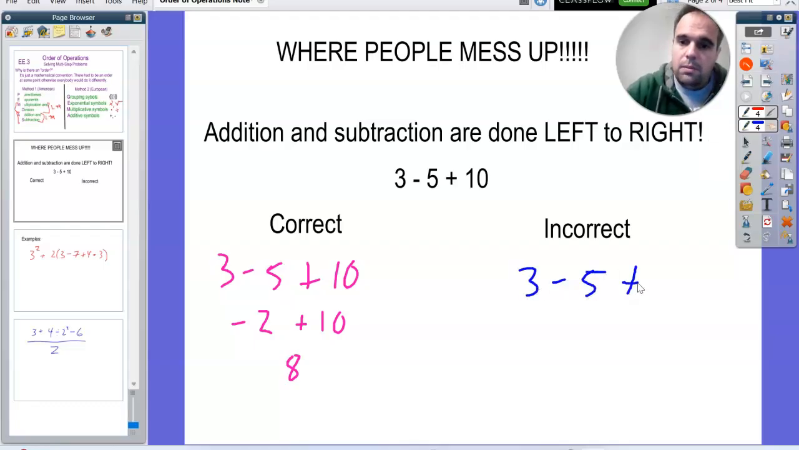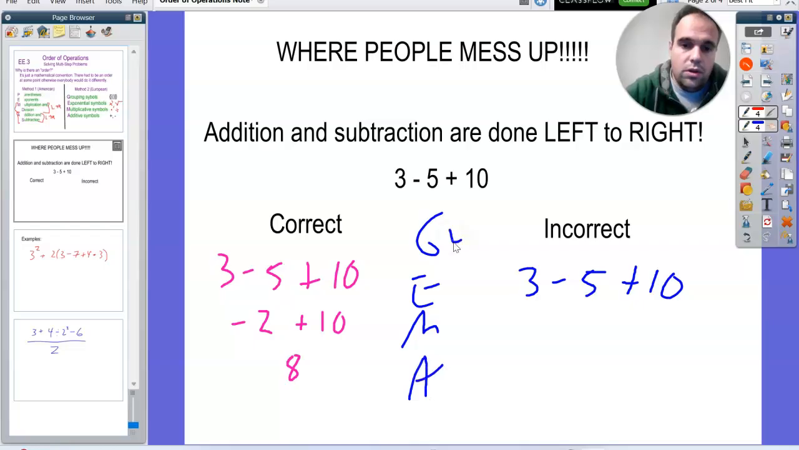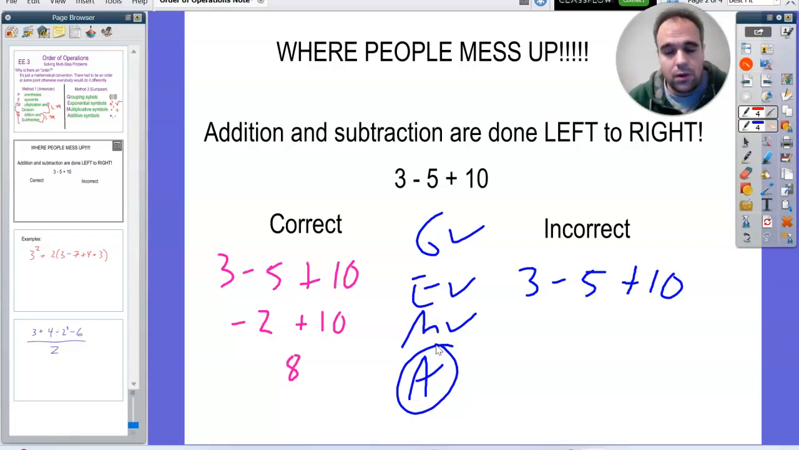What about the wrong way? The wrong way that a lot of people do is they do the addition first, because PEMDAS says addition goes first, right? Well, if we do GEMA, there's no grouping symbols, there's no exponents, there's no multiplication. It's the additive symbols. So addition and subtraction left to right. PEMDAS also works, but it's kind of confusing. So if you did it wrong, that would be 5 plus 10 is 15. Then 3 minus 15 is negative 12. Wrong answer, because you did the wrong thing first.